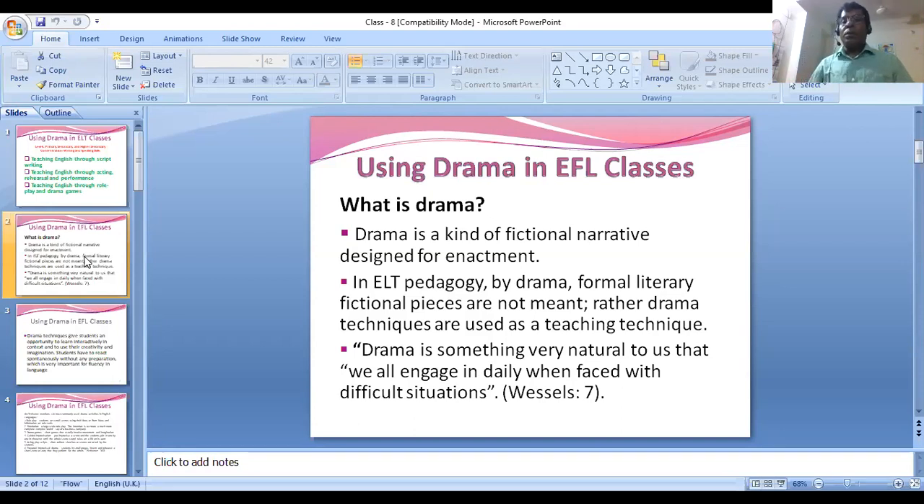However, we can also use drama, that means the book drama, like Macbeth, Hamlet, or any drama that you have read or heard of. We can also use that kind of drama in a language class. Basically, we will use the drama techniques in the language class to boost the linguistic level of our students, to teach our students English language, to develop their writing skills and speaking skills mainly.